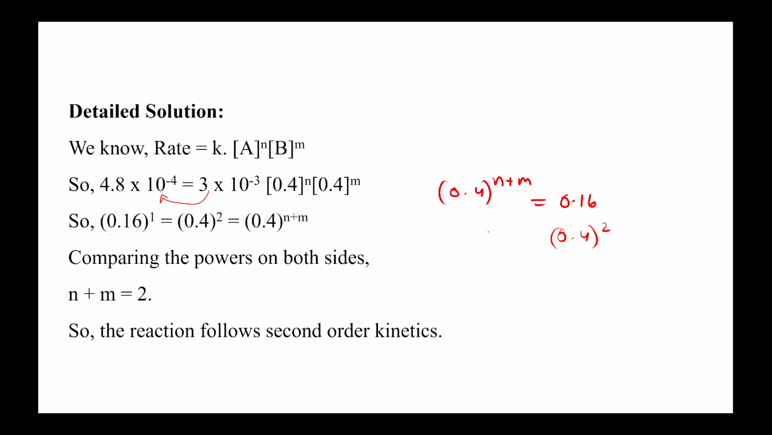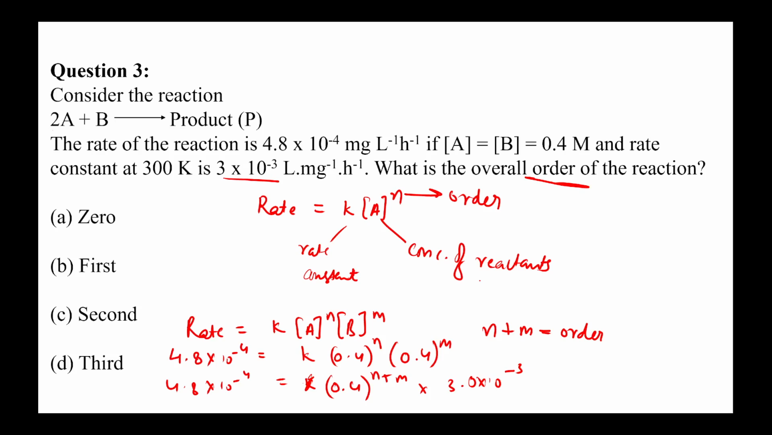So that means n plus m is equal to 2. That means the order of the reaction is 2, or we can say it's a second order reaction. Okay, this is clear to everyone.